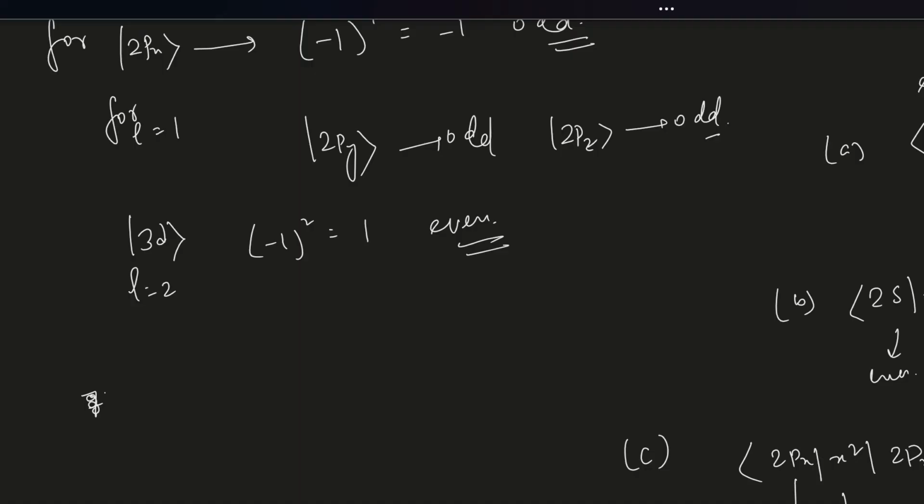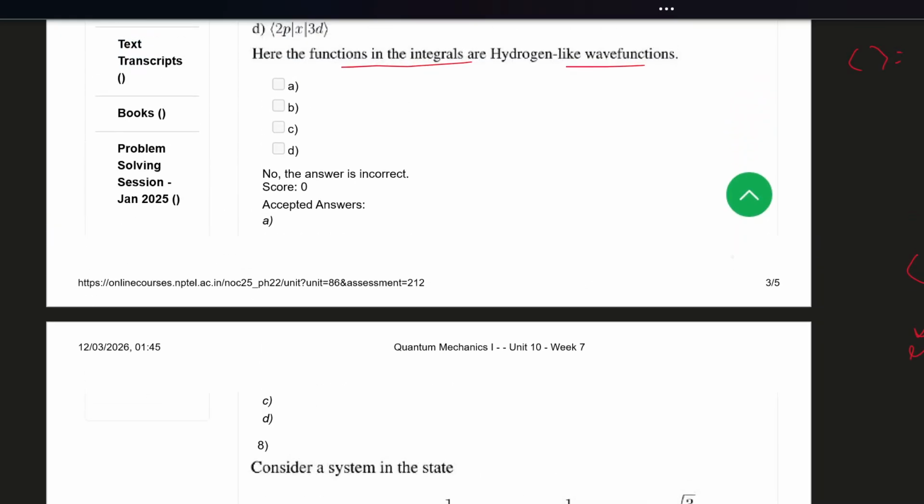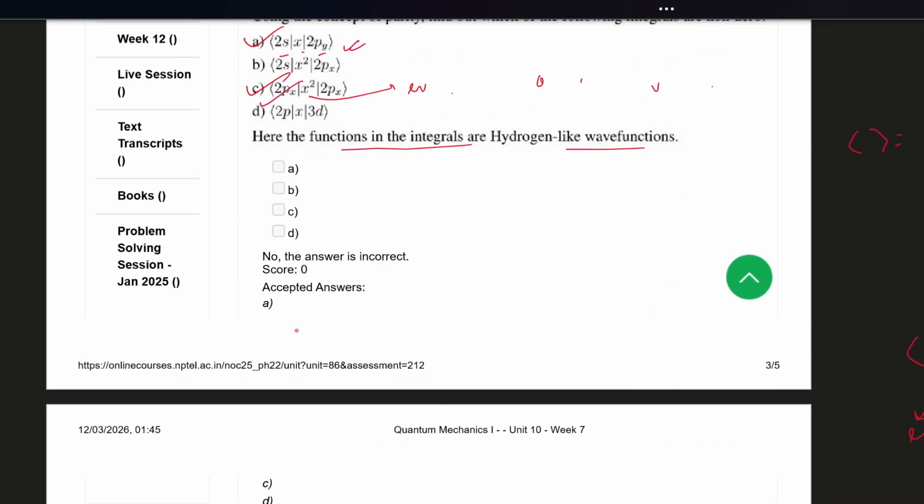Not equal to 0 in three cases, right? So the option number A, C and D all will give value not equal to 0 from the integral relation. We had to find out which of the following integrals are non-zero. So whichever ones are giving us non-zero value are A, C and D. So that is the correct answer, that A, C and D are giving you non-zero integral results.